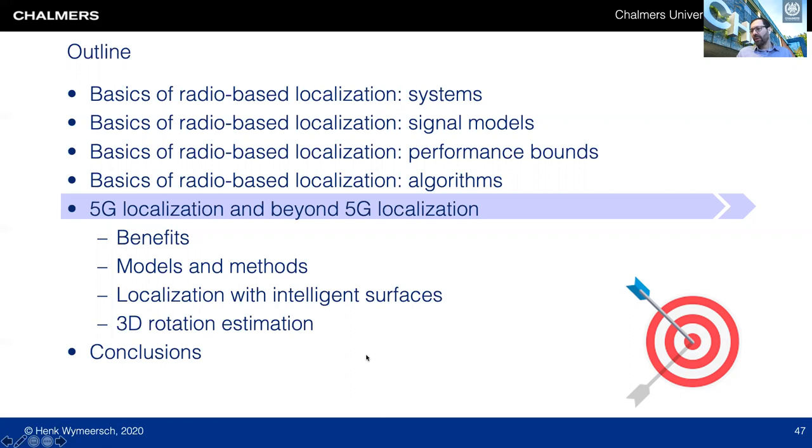So I will start by describing some of the benefits of 5G and beyond 5G for localization. Why is this interesting for us? Then some of the models and methodologies, the use of intelligent surfaces, and also a little bit on 3D orientation estimation. And then I'll wrap up with conclusions.